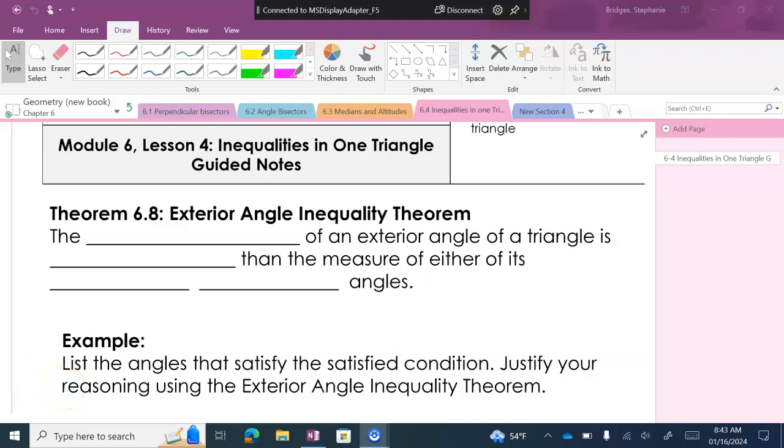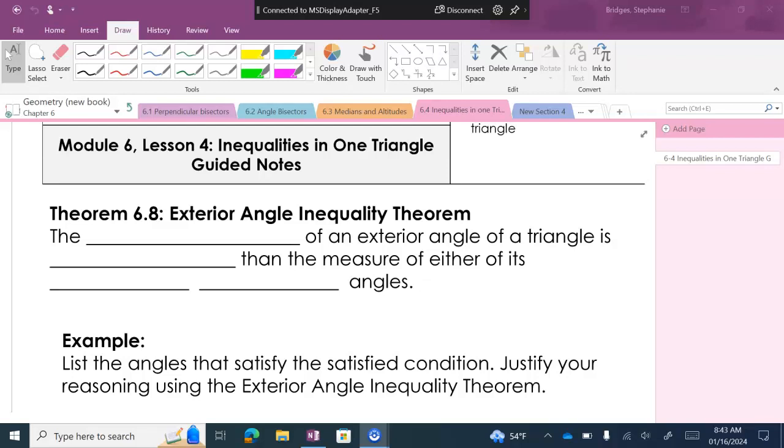So basically, we're going to be looking at inequalities in one triangle. What we're going to be doing is looking at a triangle and putting our angles in order from either smallest to greatest or greatest to smallest. We'll put our side lengths in order from smallest to greatest or greatest to smallest. But first, we want to talk about the exterior angle inequality theorem.